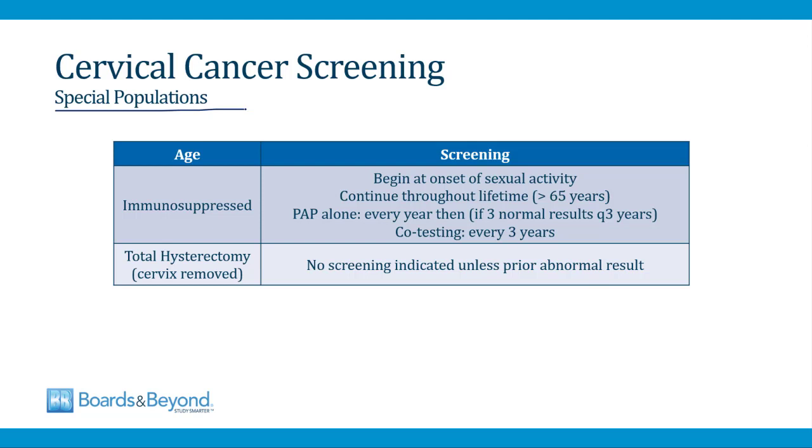There are a couple of special populations in terms of cervical cancer screening. For women who are immunosuppressed, they should begin screening at the onset of sexual activity, and they should continue it throughout their lifetime, even beyond 65 years of age. They can either have a Pap test done alone. This can be done every year, and then once they've had 3 years in a row where the Pap test is normal, they can begin to do testing every 3 years. An alternative is to do co-testing every 3 years. Another special group are women who've had a total hysterectomy where the cervix was removed. In these women, they have no cervix, so no screening is indicated unless they've had a prior abnormal result and you think that there may be cervical cancer cells that have remained behind after the cervix was removed.